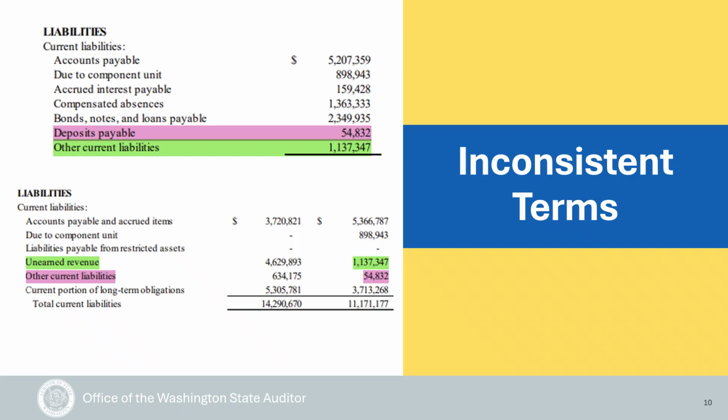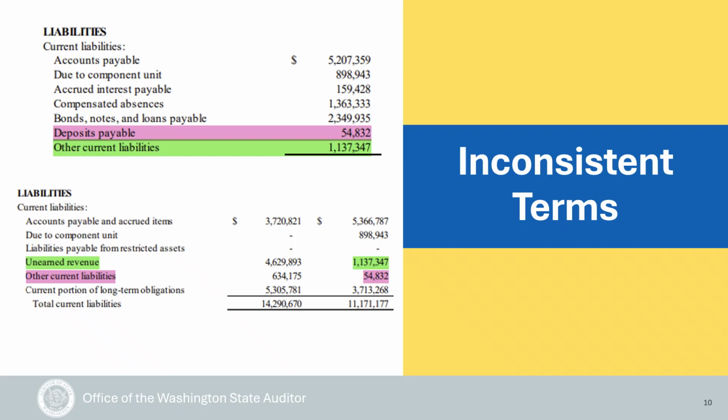Now that we've covered inconsistent definitions, let's discuss inconsistent terms. As you can see on the proprietary statements, we have deposits payable, the pink highlight, and other current liabilities, the green highlight. Then on the government-wide statements, the green highlight has become unearned revenue, and the pink highlight has become other current liabilities. For outside readers, it would be difficult to understand why other current liabilities change between the statements, especially when the notes tell them transactions are accounted for in the same manner between the government-wide and proprietary statements.